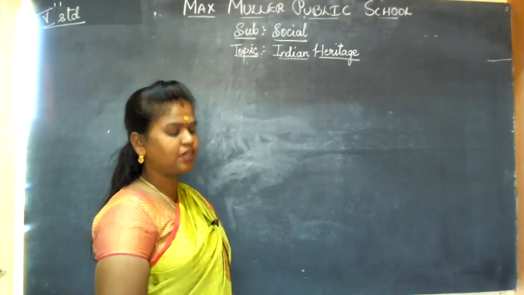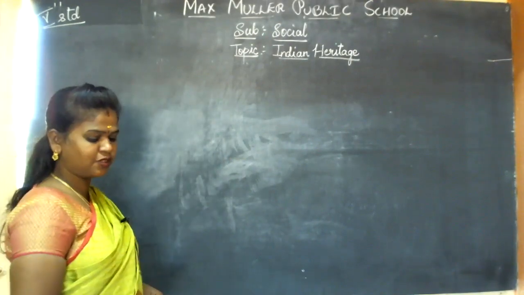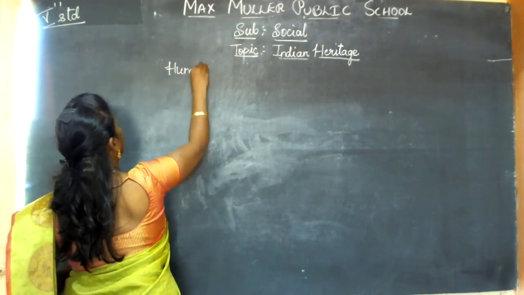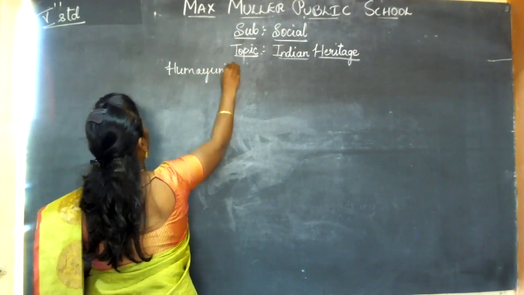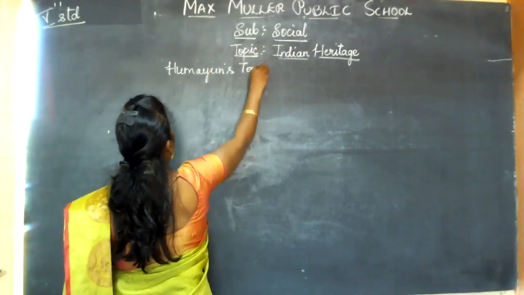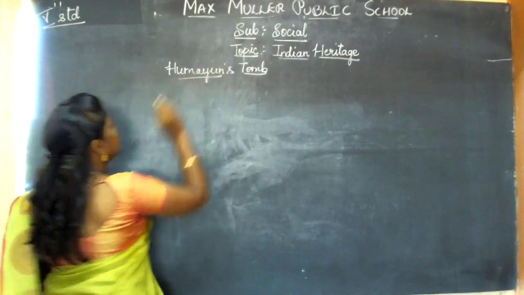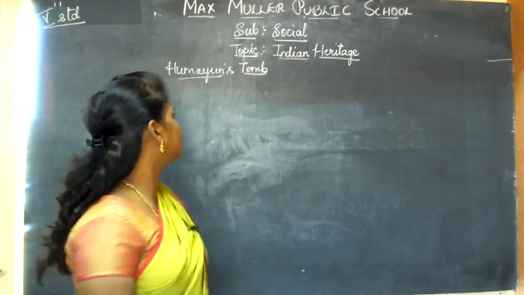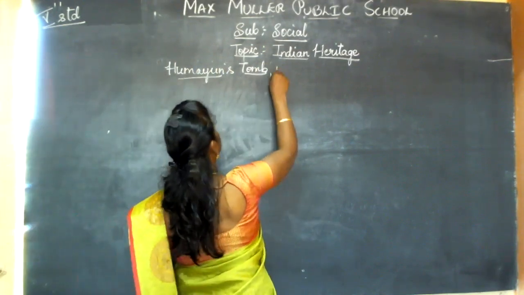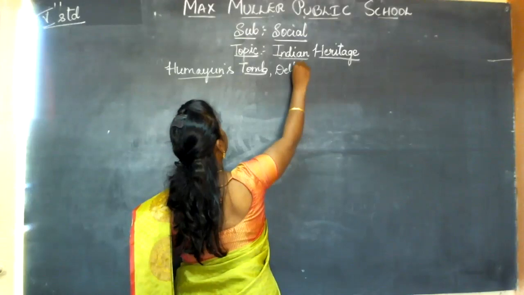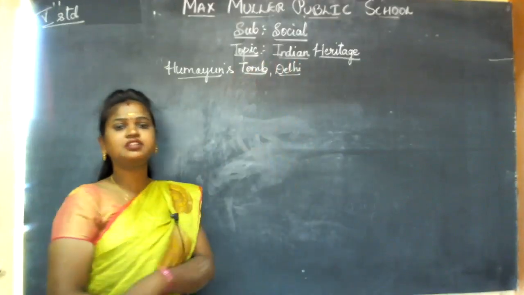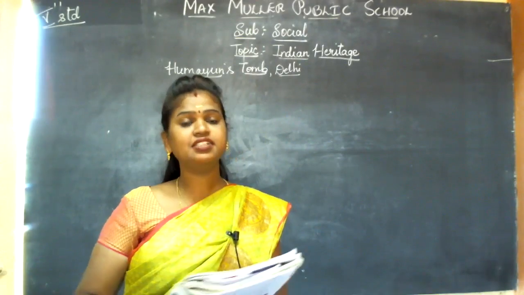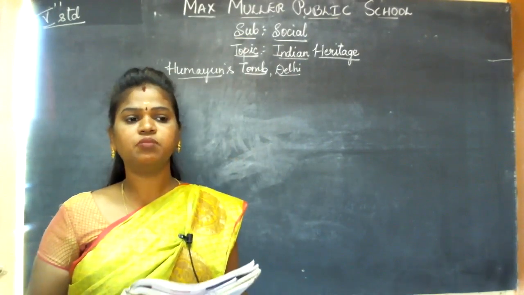So the next one which we are going to learn today is about Humayun's tomb. See, Humayun's tomb. Where is it located? It is located again in Delhi. It is situated in Delhi. So children, I'll read it out once. You look into your books.